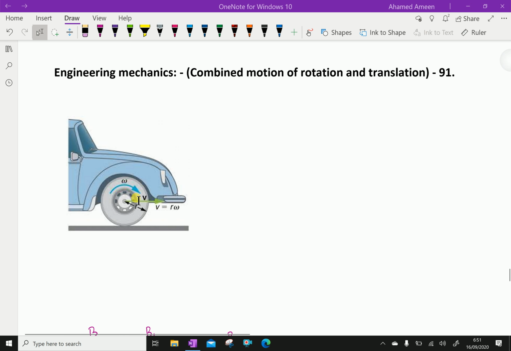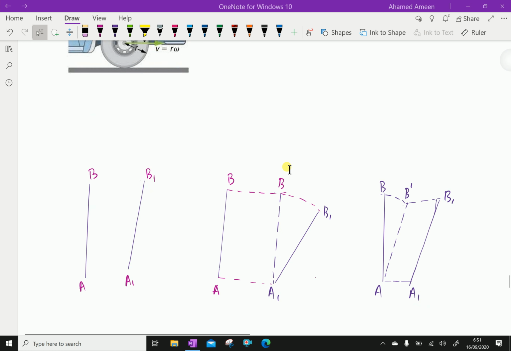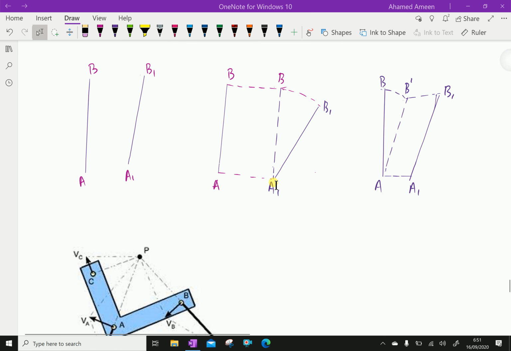That means while the wheel rotates about its own axis, at the same time the wheel translates along a straight line or curved path. This motion of the wheel is said to be a combined motion of rotation and translation.